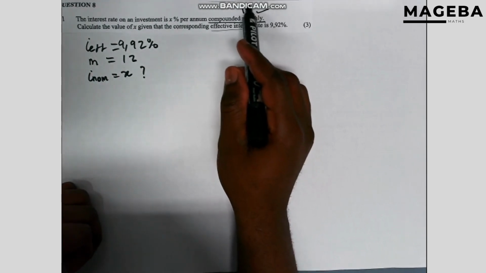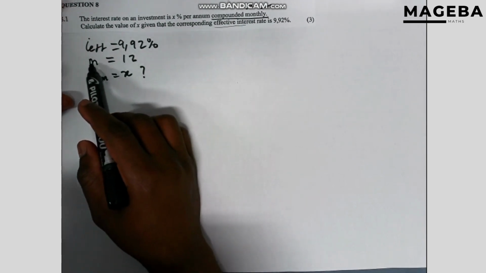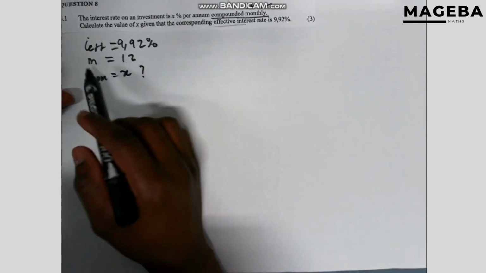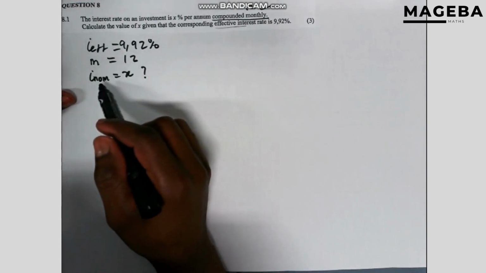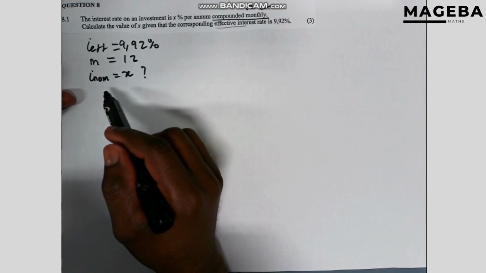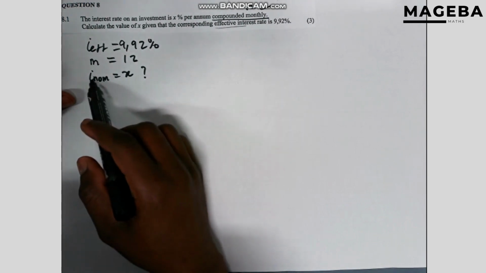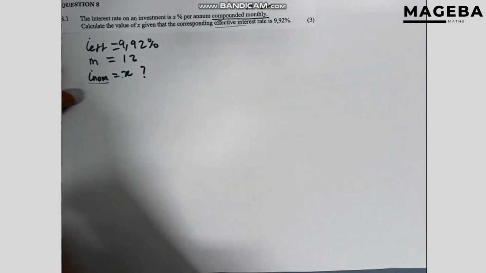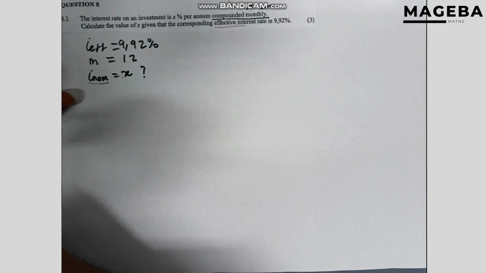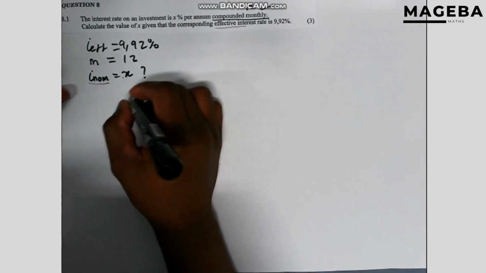Monthly means 12. So the M or the N, it depends on what you are calling, it's 12. And then now the question, what is the question? It's saying the investment is X. What is that X? X is going to be our I nominal, which is the X that we're looking for. And then what is the equation that we're going to use in order to calculate this I nominal?